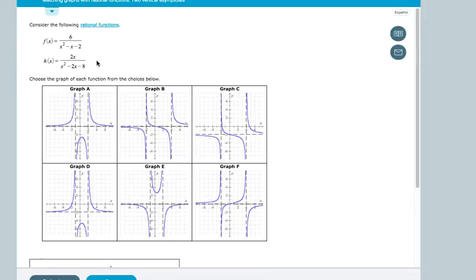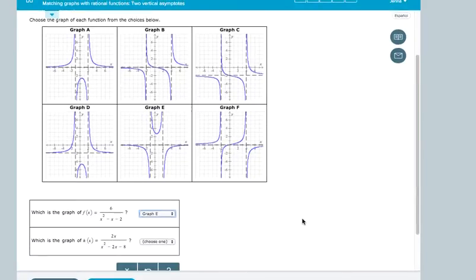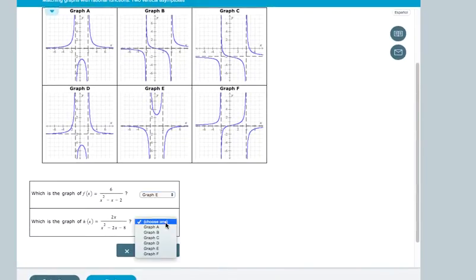So let's go ahead and do that. What's happening at 2? Positive on top, and then 2 squared is 4, minus 2 times 2 is 4, so it's going to be negative 8. So it's going to be a positive over a negative, which is negative. So graph B should be correct because 2 has a negative value. Here 2 has a positive value, so that one's not going to be right. So we want graph B.